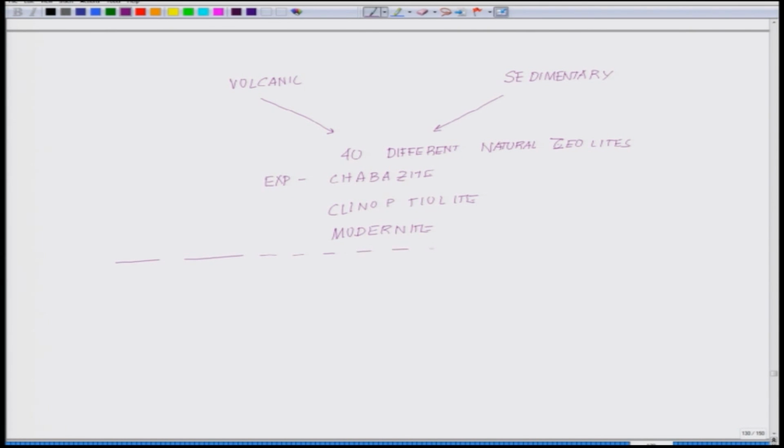Whereas there are at least 150 artificial zeolites which have been made. A stands for artificial, which are man-made zeolites. Like you have zeolite A, which is used in laundry detergent.